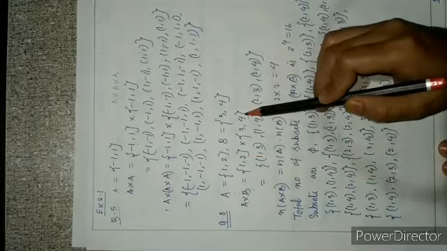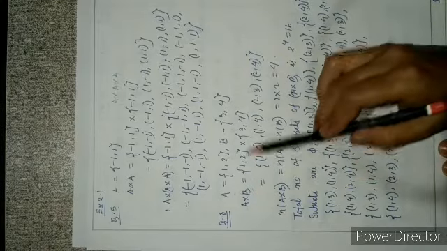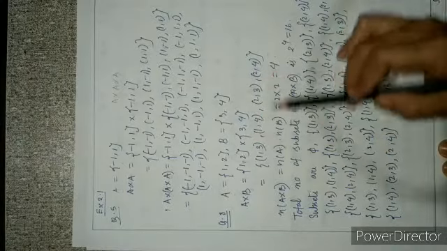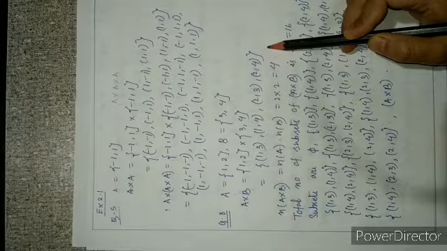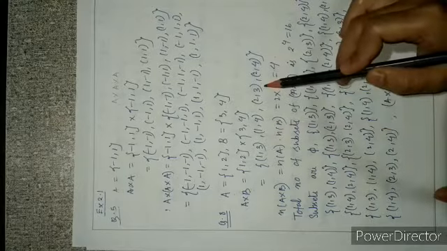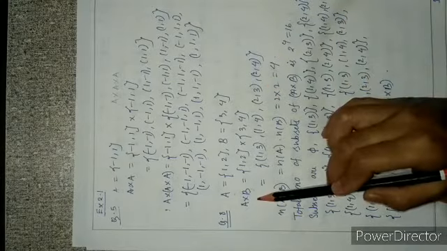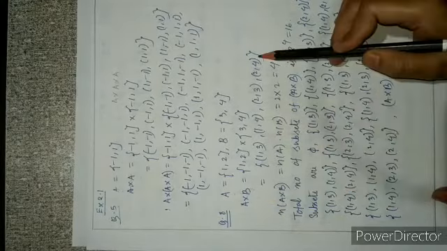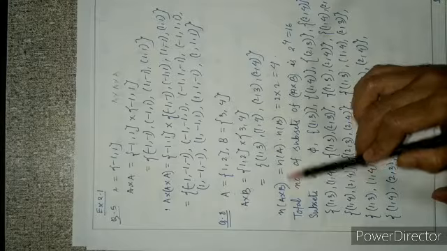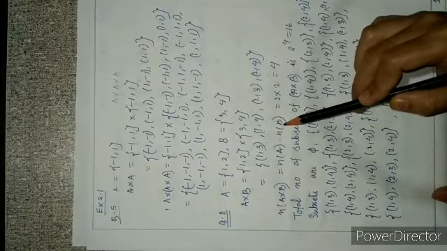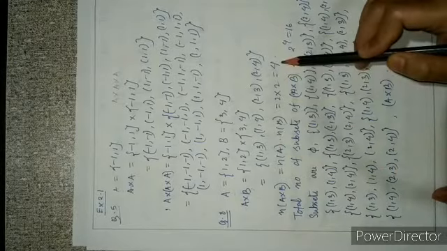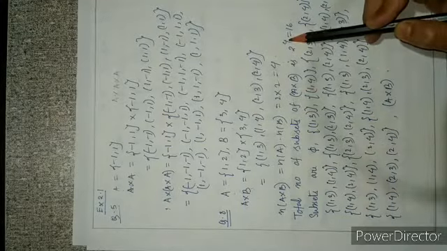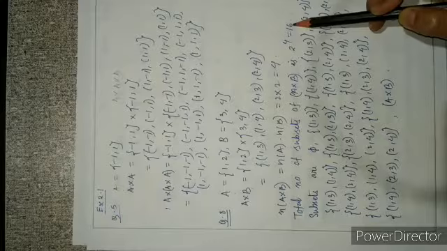So A cross B is (1, 3), (1, 4), (2, 3) and (2, 4). These are the ordered pairs. How many elements are there in the Cartesian product of A and B? There are four elements. Number of elements of A cross B equals number of A into number of B, which is 2 into 2, 4. Total number of subsets of A cross B is 2 to the power 4, which is equal to 16.